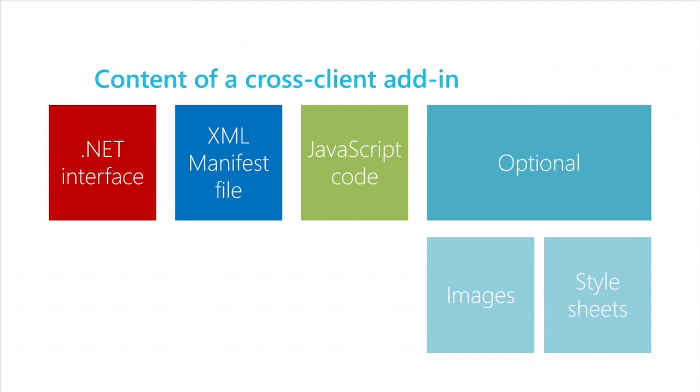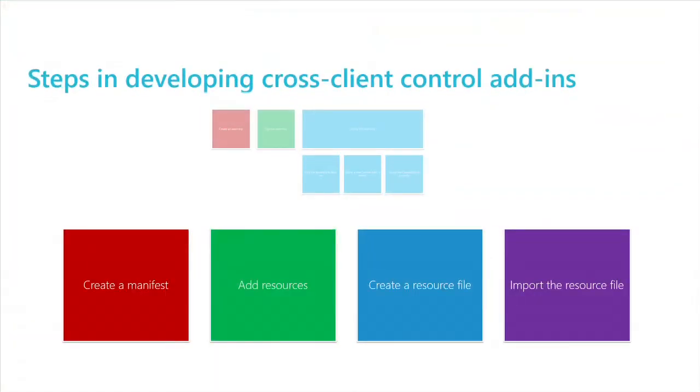Then you have JavaScript code. We have different ways of putting JavaScript code into the control add-in. And then optionally, we may have images. We can embed images into the resource, and then on demand, they are extracted from the zip and loaded onto the control. And also style sheets. If you want to style your controls, you will need a style sheet. You can also put it somehow into the manifest or into the JavaScript code which instantiates your control. So it's up to you. These two are really optional.